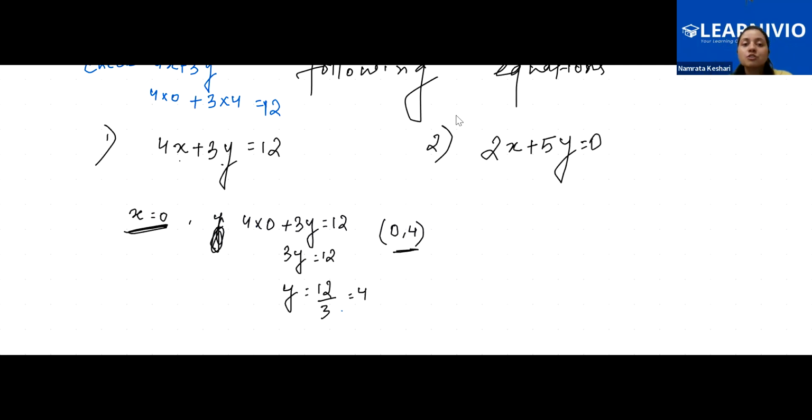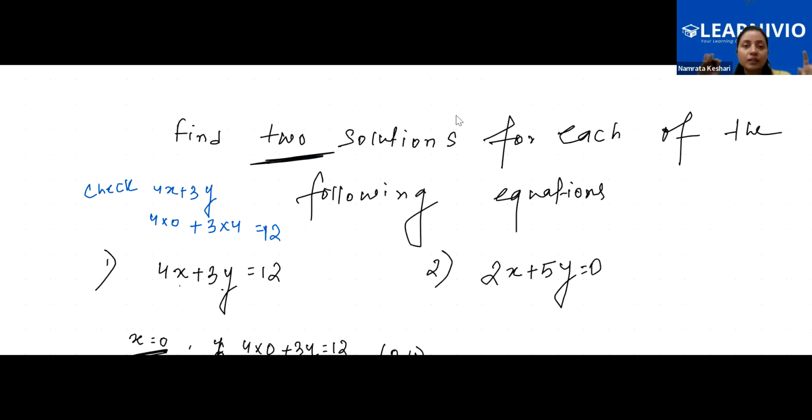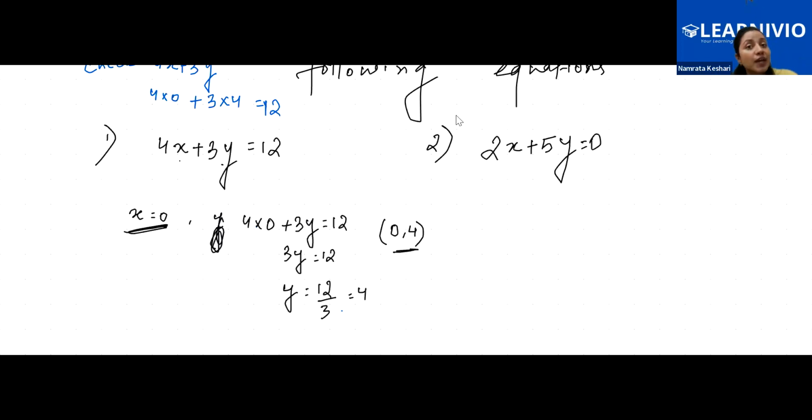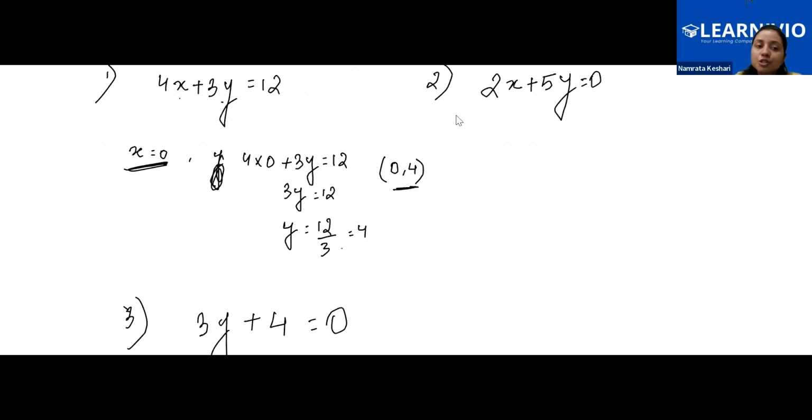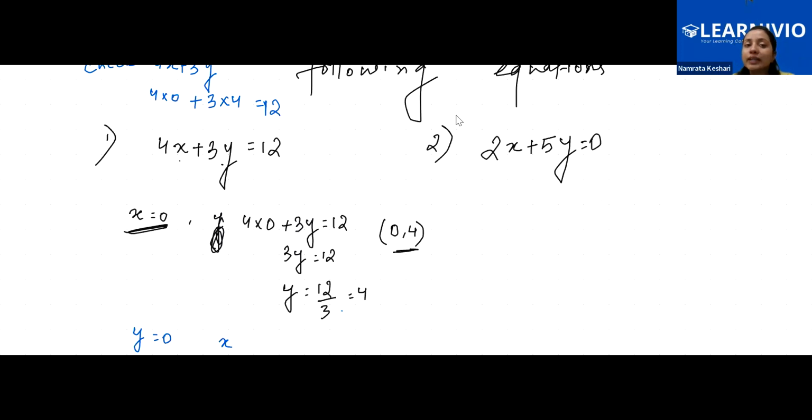Here, how many solutions do we have to find? Two solutions, two different coordinates, two different x, y values. So one of the solutions we will always find like this. This is a very important point: x equals 0 and calculating y. I will show you why. And the next solution we will find by taking y equal to 0 and then calculating the x value from the given equation. Substitute y equal to 0 and calculate the x value from here.